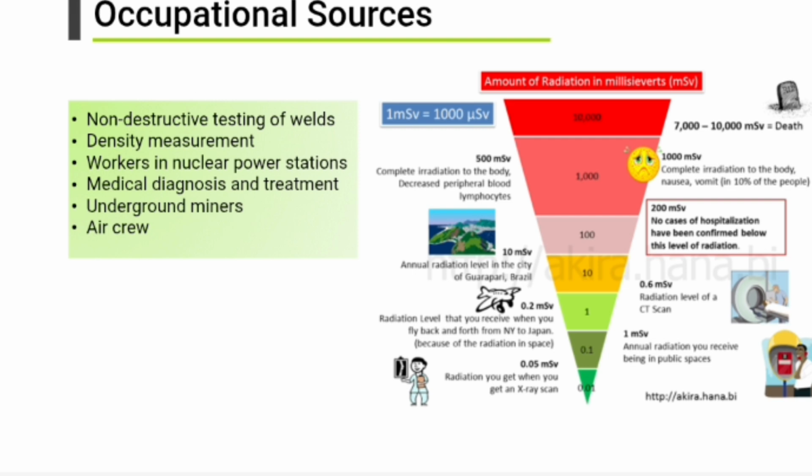In the medical field, both diagnosis and treatment procedures, such as X-rays and radiotherapy, expose healthcare professionals and patients to radiation. Underground miners, due to the presence of naturally occurring radioactive materials in certain mines, and aircrew, who may be exposed to cosmic radiation at higher altitudes, are additional examples of occupations with potential radiation exposure. Proper safety measures and monitoring are essential in these workplaces to mitigate the risks associated with occupational radiation exposure.